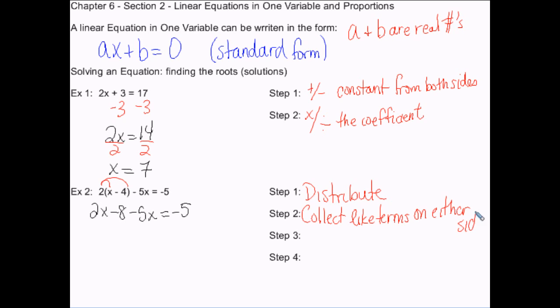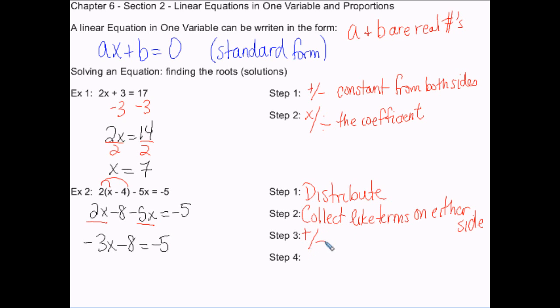And I'm going to put on either side, because we have a negative 8 on this side, we have a negative 5 on that side, and those are like terms, but we can't cross that equal yet. We have to work on one side and work on the other and get each side simplified down as much as possible before we start moving from side to side. So I'm going to combine those two. Okay, so I get negative 3x minus 8 equals negative 5.